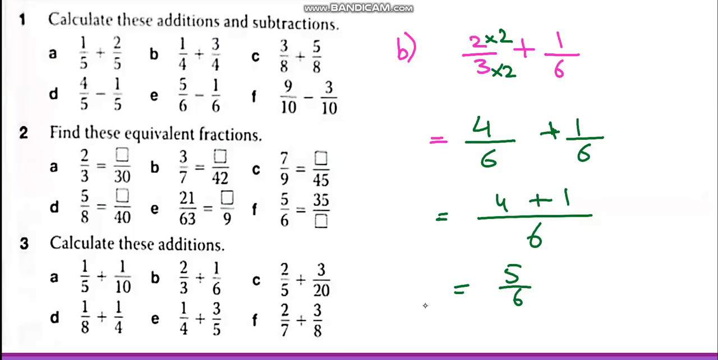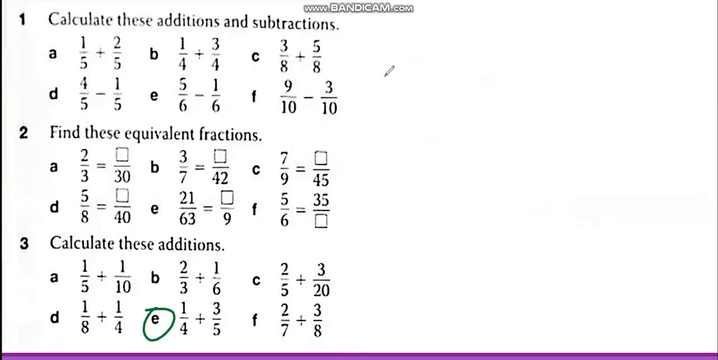Now let's do the E part. In E part, we are given 1/4 and 3/5. Please observe that in this question, the smaller number is not a factor of the bigger number. So in this particular question, to make the denominators the same, first we need to find the LCM, meaning lowest common multiple.